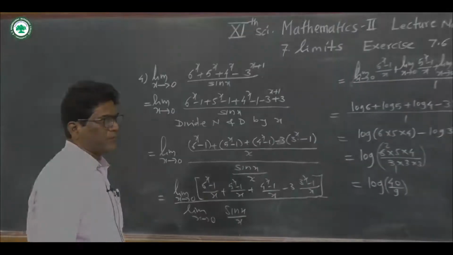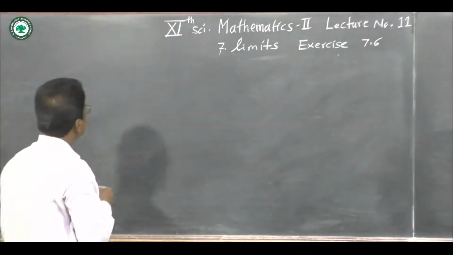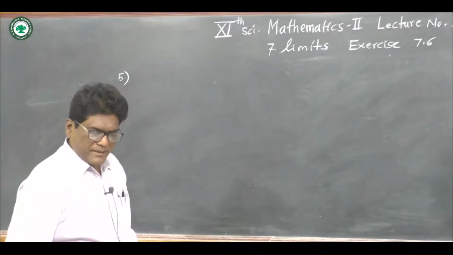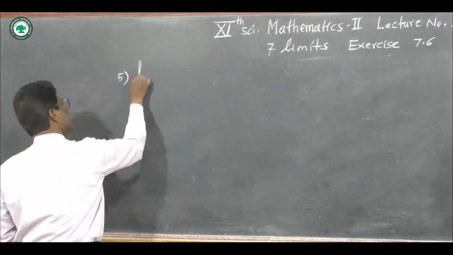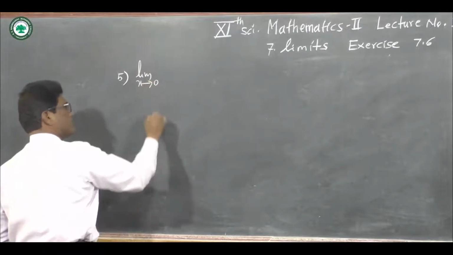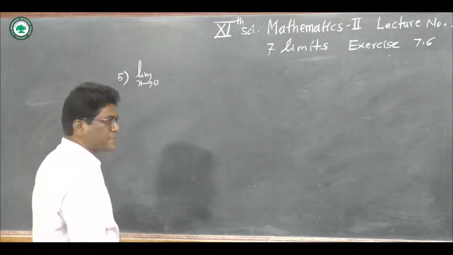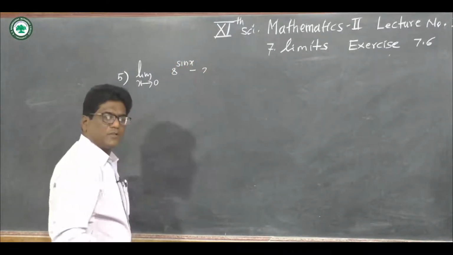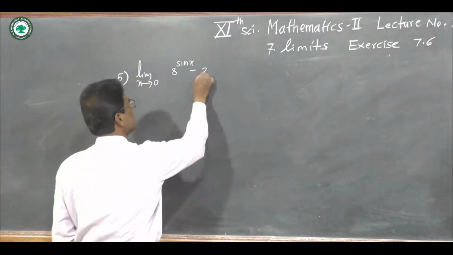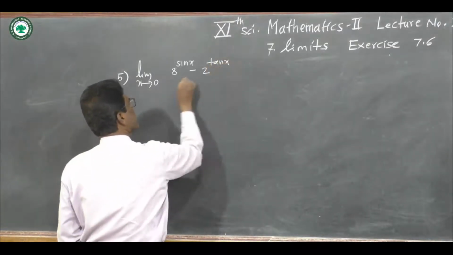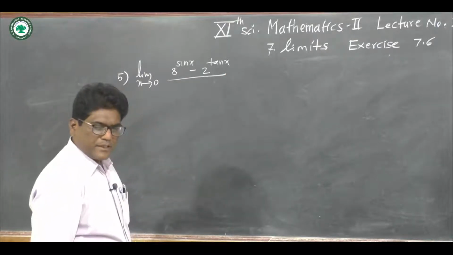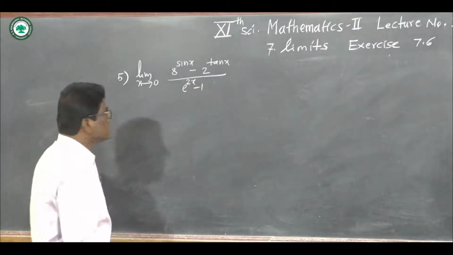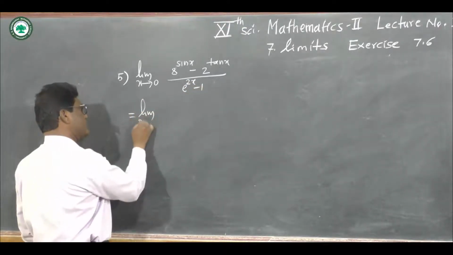Now we see here the fifth problem. Limit x tends to 0 of (a to the power sin x minus 2 to the power tan x) divided by (e to the power 2x minus 1). Okay, so it is equal to limit as x tends to 0.